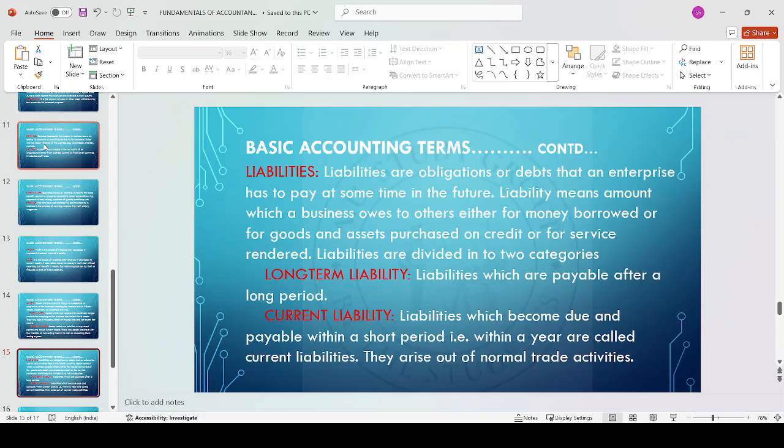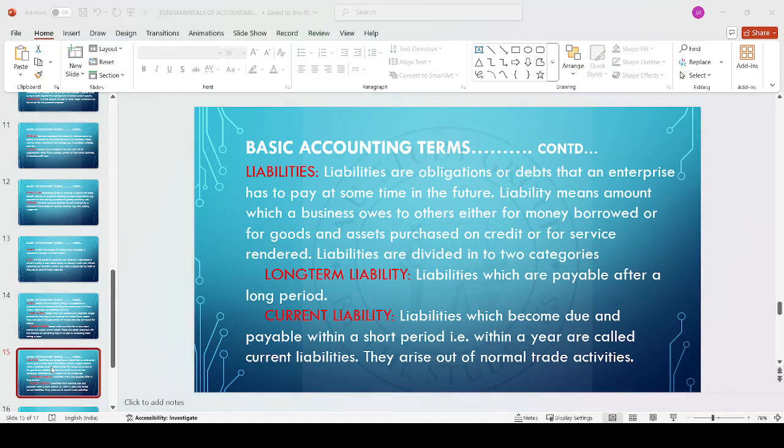Salaries, if not paid, are current liabilities because I have to pay salary next month, if not this month. Rent, electricity bills. Apart from expenses, if I am not paying it this month, they are current liabilities. They are not long term liabilities. Unpaid rent, unpaid salaries, unpaid bills, all these are current liabilities.